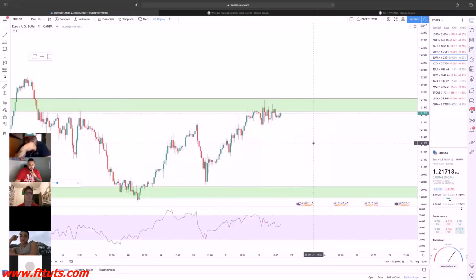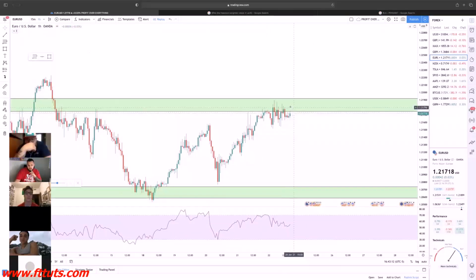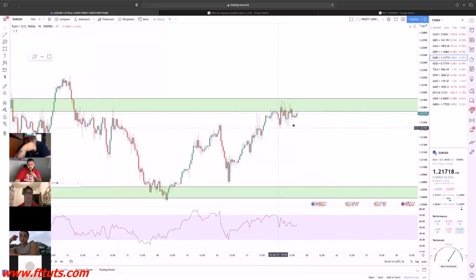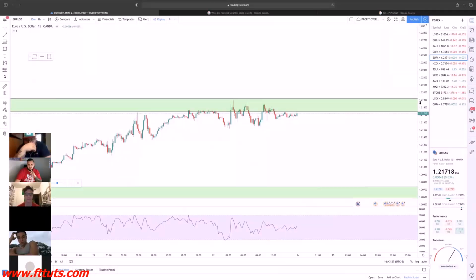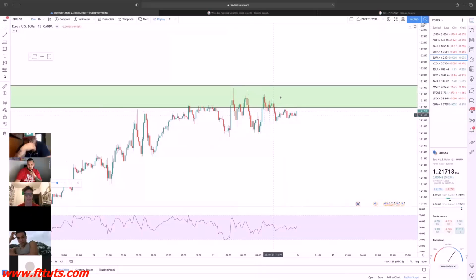RSI is divergent. So in this case, you will have to follow the RSI, what it wants to do with Euro. Let's take a look at the 15-minute real quick, see what's going on. Yeah, see that? Zone, rejected.